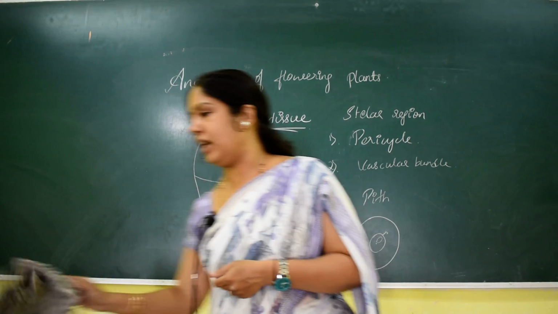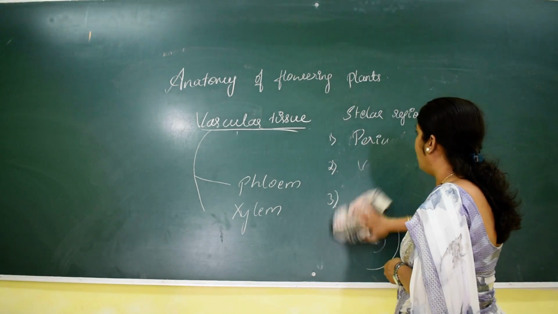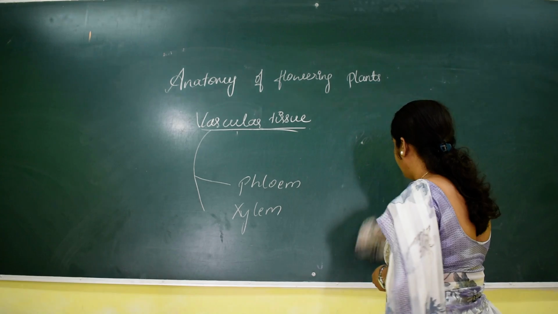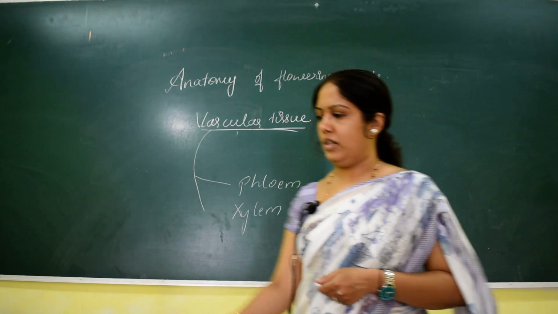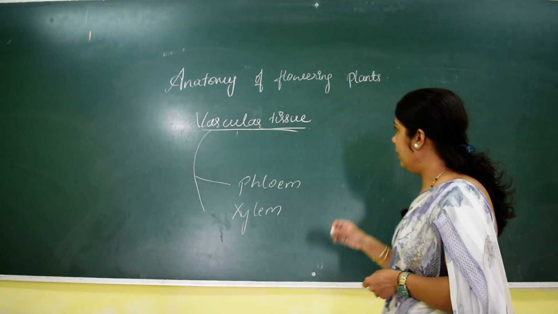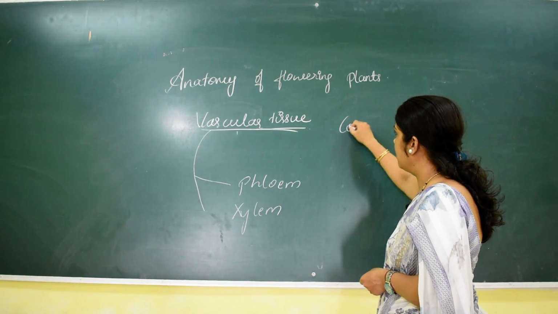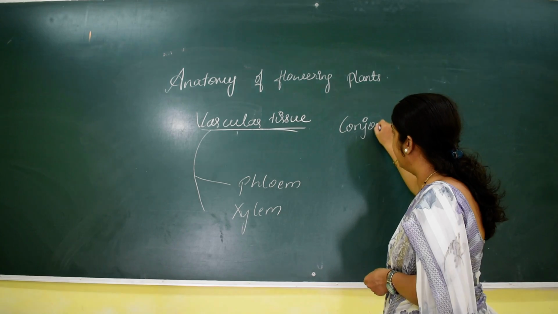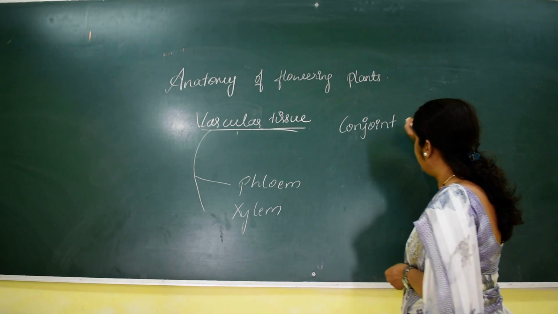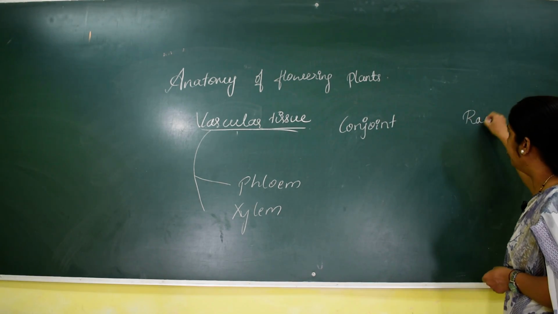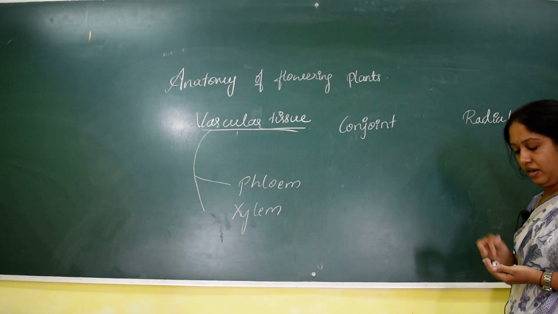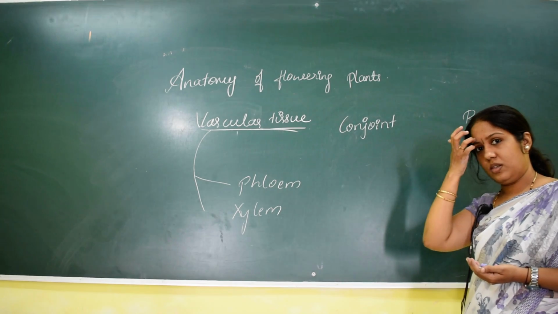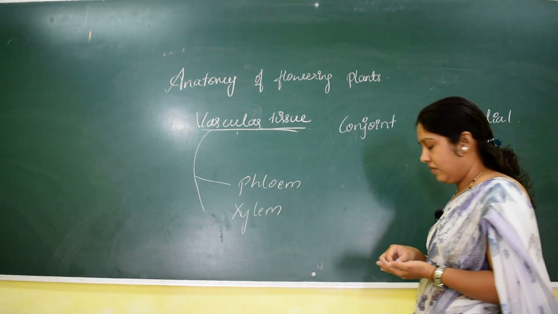Now first we'll take up the mode of arrangement of vascular tissue. There are two words: one is conjoint and the other one is radial. Conjoint and radial. What is this conjoint? What is this radial?